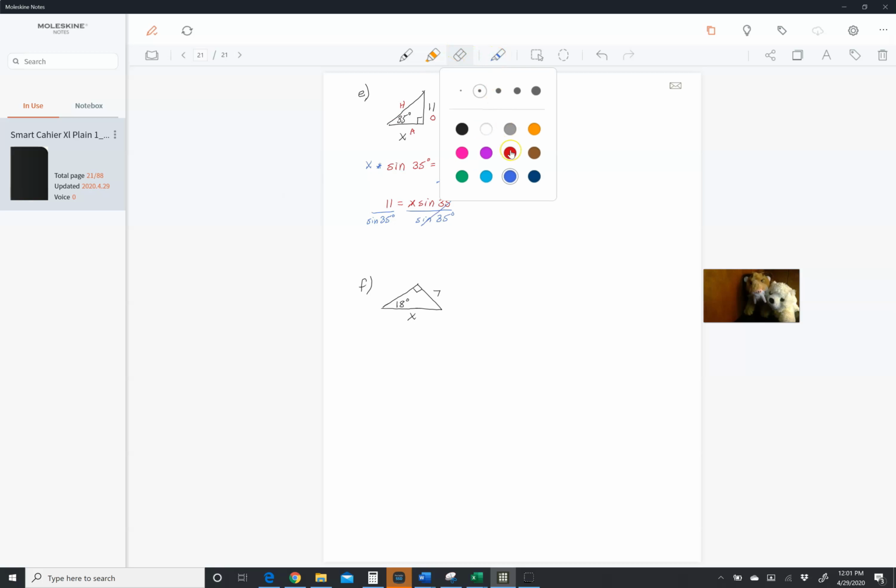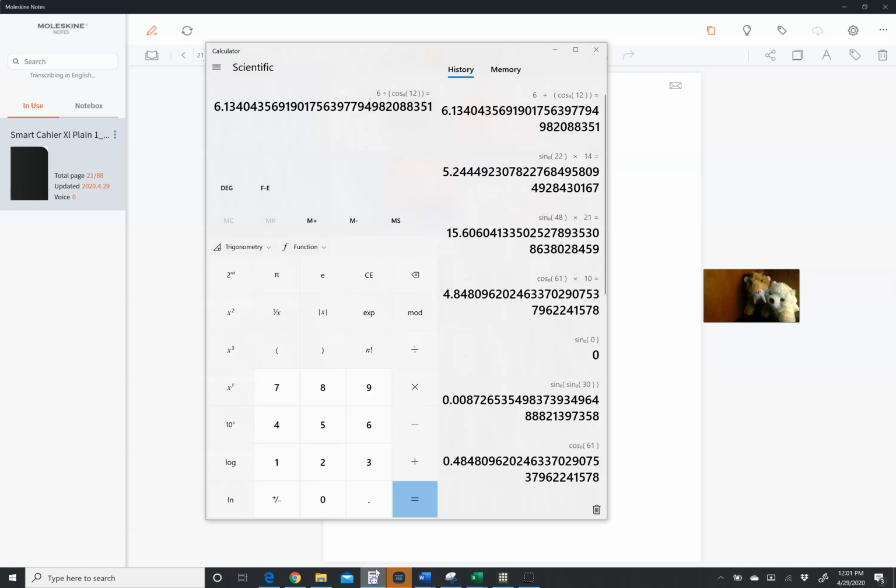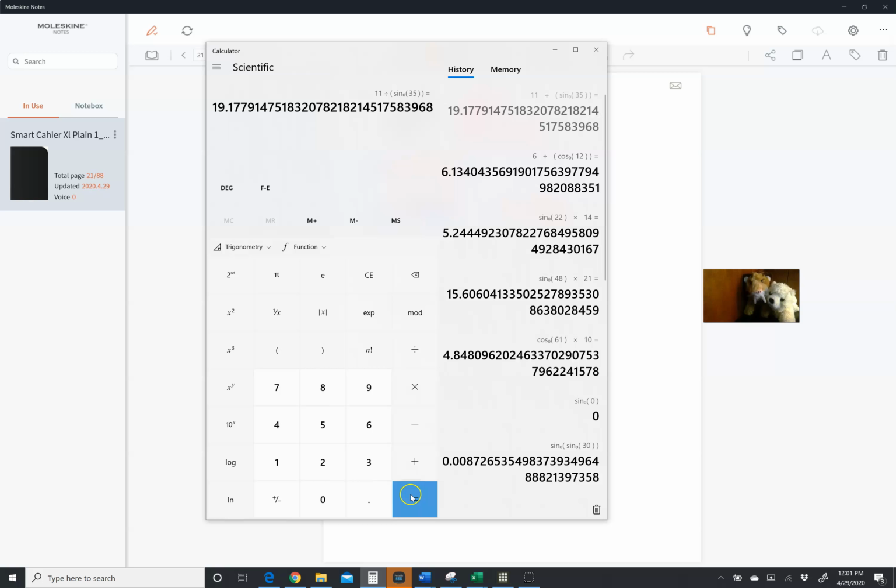So we get that x is equal to 11 over the sine of 35 degrees. So again, it's okay if you go from sine of 35 equals 11 over x to x equals 11 over sine of 35. I'm okay with that. And then we go to our calculator and we do 11 divided by, in parentheses, sine of 35, close your parentheses, and you get 19.18.